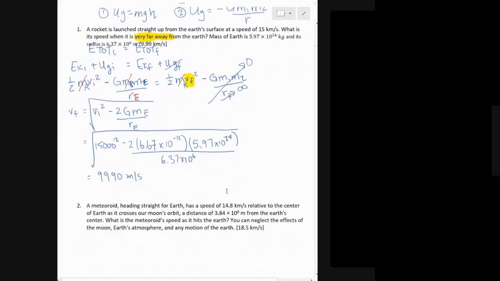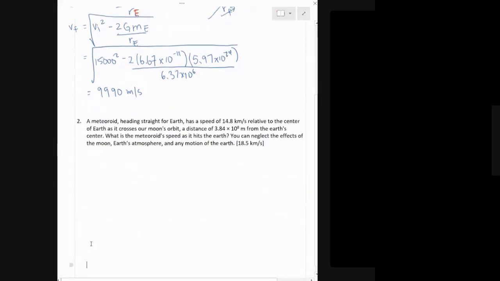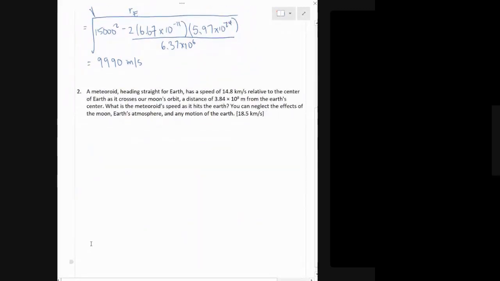Awesome. Okay, question 2. A meteoroid heading straight for Earth has a speed of 14.7 kilometers per second relative to the center of Earth as it crosses our moon's orbit, a distance of 3.84 times 10 to the 8 meters from the Earth's center. Okay, so this is a distance already from the center of the Earth, so you don't need to add the radius of the Earth to it. What is the meteoroid's speed as it hits the Earth? You can neglect the effects of the moon, Earth's atmosphere, and any motion of the Earth.